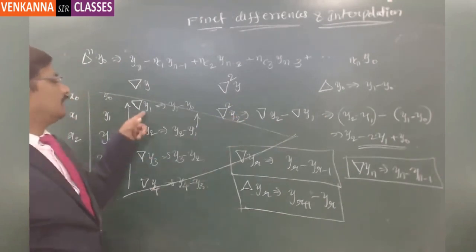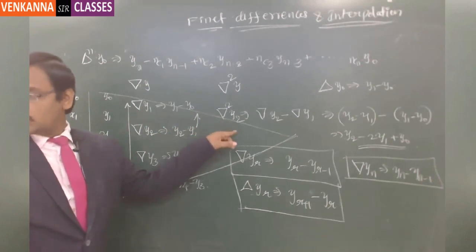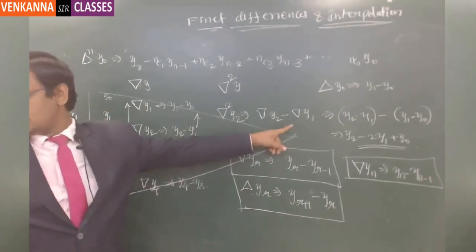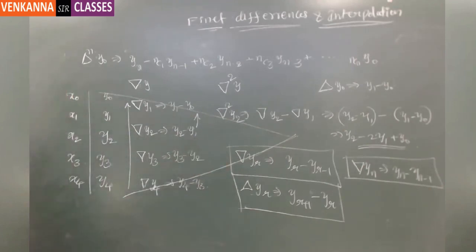So that's why delta y1 is equal to y1 minus y0 and delta square of y2 is equal to delta y2 minus delta y0. So here you keep on incrementing one by one. Got it? Noted down.